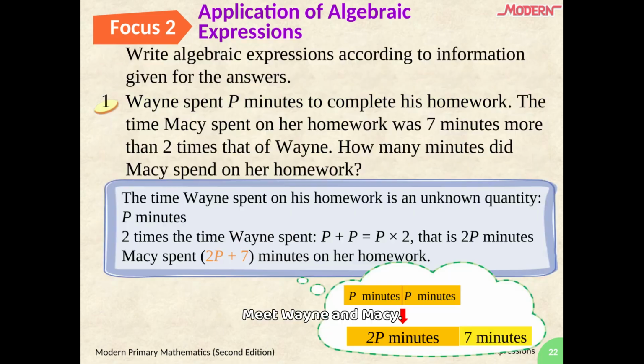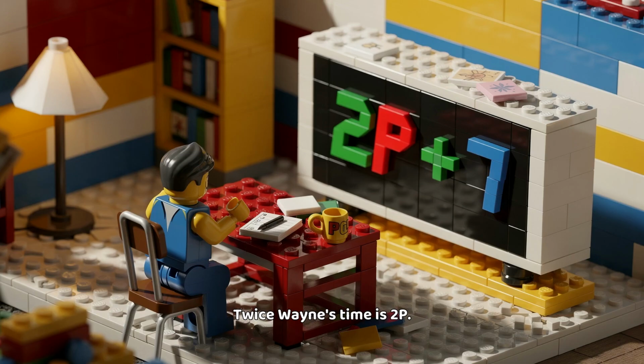I'm so proud. Meet Wayne and Macy. Wayne spends P minutes on homework. Macy, she spends 7 minutes more than twice Wayne's time. Macy, take a break. Twice Wayne's time is 2P, plus 7 more minutes. So Macy's homework marathon is 2P plus 7.